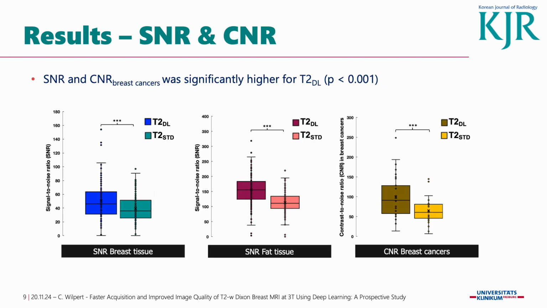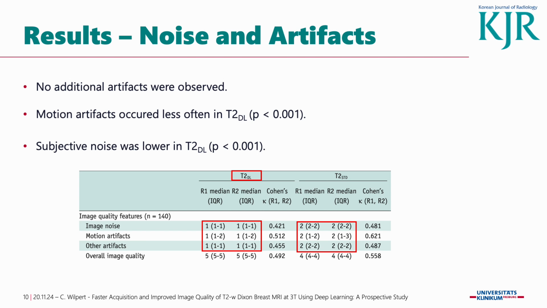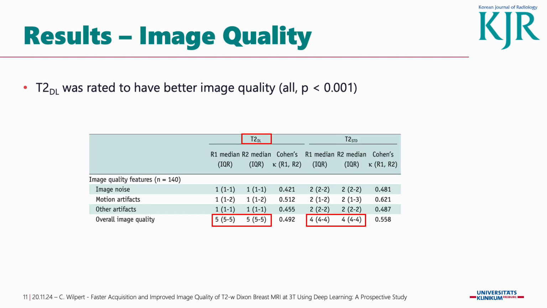The SNR and CNR of breast cancers was significantly higher for the deep learning sequence. And also for breast tissue and fat tissue, the SNR was significantly improved. There were no additional artifacts observed, and motion artifacts occurred less often in the deep learning sequence. Also, subjective noise was lower in the deep learning sequence. The overall image quality was rated higher in the deep learning sequence.